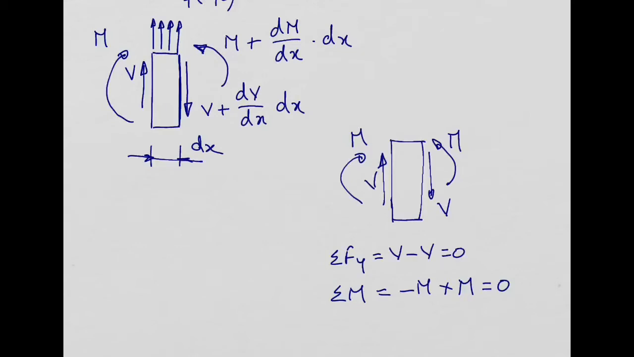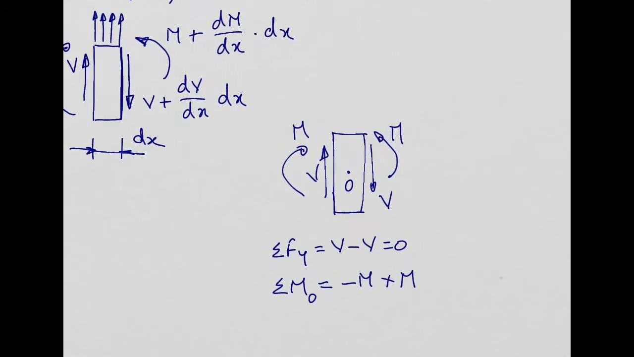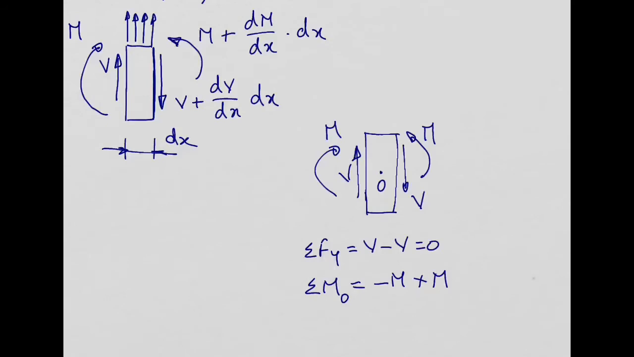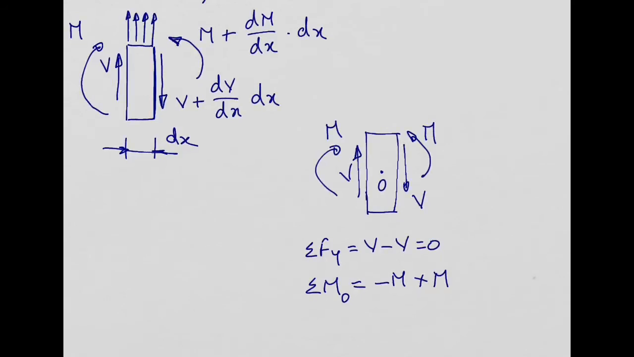If you do summation of moments about this point at the center, for example, let's say point O, in fact, you get something more. In fact, this is not 100% correct, because there needs to be a change on the bending moment. There is no option here.